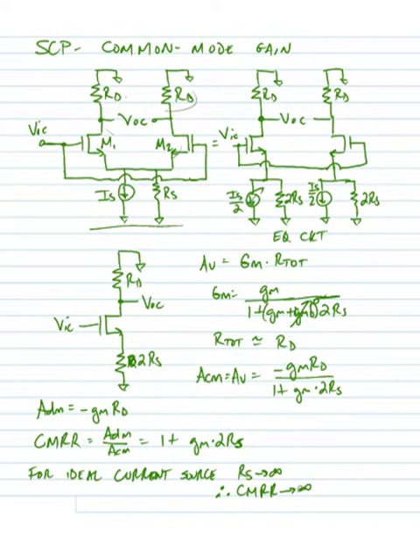We'd like to have an infinite common mode rejection ratio. We'd like to have some voltage output due to a differential signal and 0 voltage out due to a common mode signal, and that would result in an infinite common mode rejection ratio.